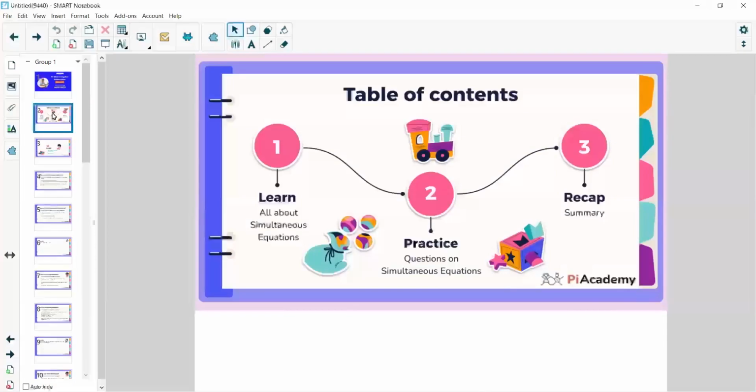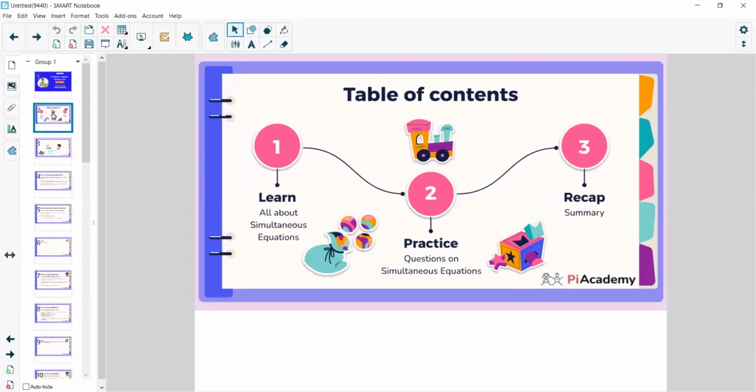All right. So for the best productivity, we have decided to divide this class into 3 different sessions. The first one is the learning session, where we will learn everything about simultaneous equations, what are age problems, and what are coin problems. Followed by this, we'll also try to practice questions on simultaneous equations. So the initial first part is the learning session, where we'll be learning the concept.